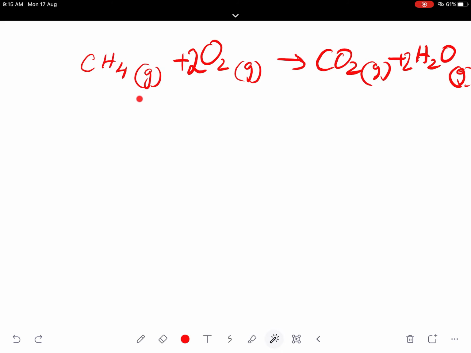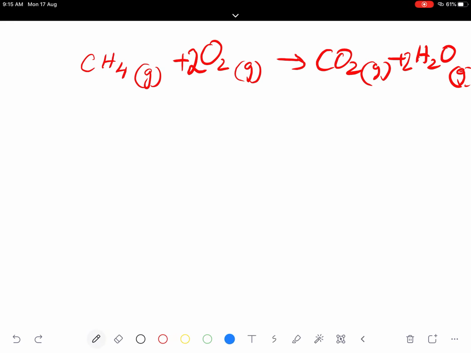This is in gaseous state, this is gaseous state, meaning methane gas, oxygen gas, carbon dioxide gas and steam. This is water vapor in the gaseous state. First is the phase or state of the different reagents present in this. So all are in gaseous state. If it is liquid, then we will write liquid over there. If it is solid, you can write S over there. Alright. Now let's see the first information.